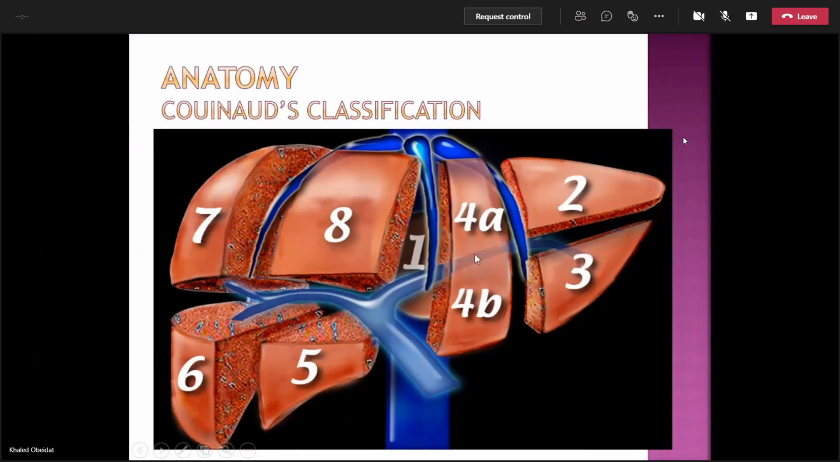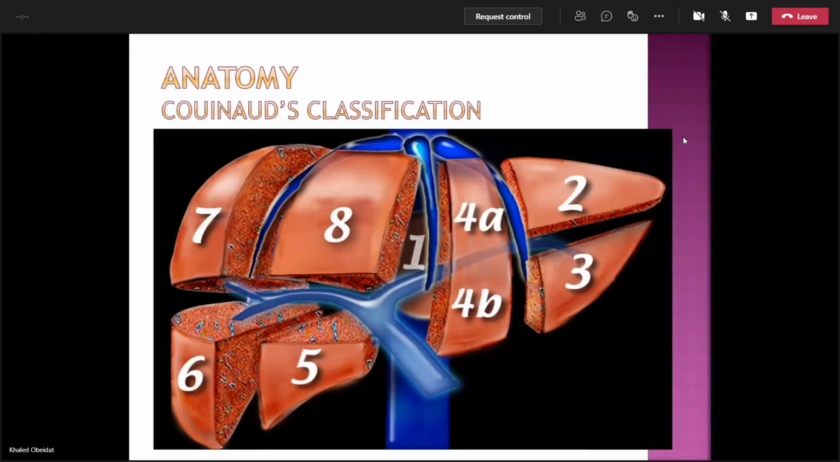We may remove 4 with the 5 to 8, we call it extended right. Or if we remove 5 and 8 with the left lobe, we call it extended left. Sometimes we do central resection, and sometimes we do non-anatomical resection according to what type of lesions we are dealing with. But we can remove as much as 70-75% of the liver volume if it is normal parenchyma, and the liver has the ability to regenerate after resection.